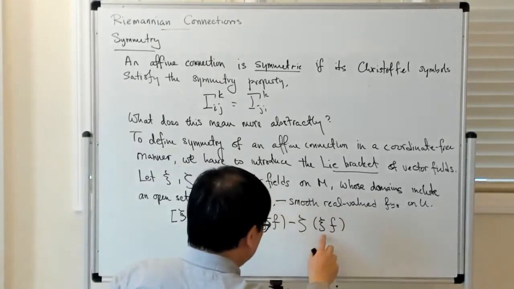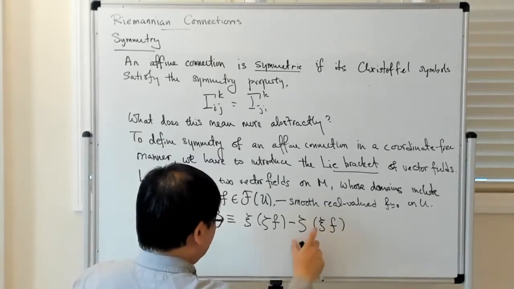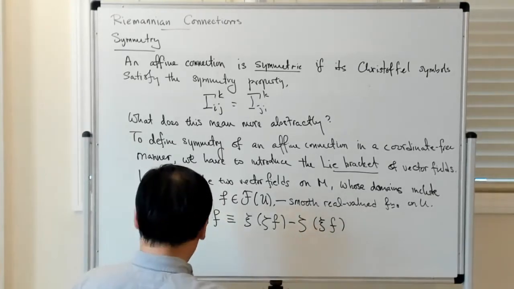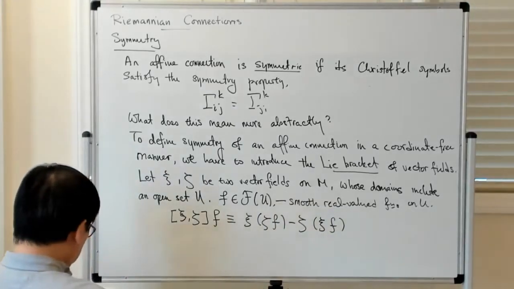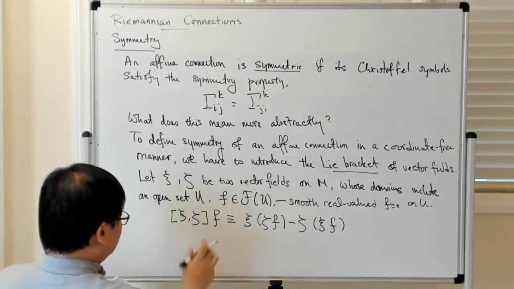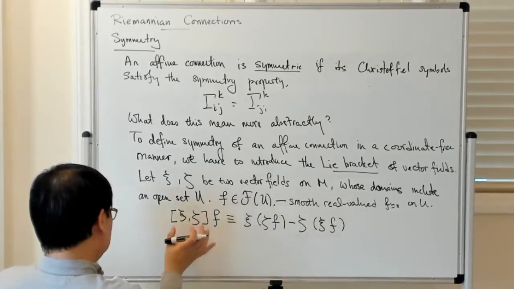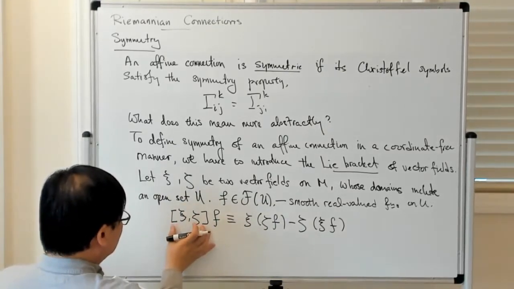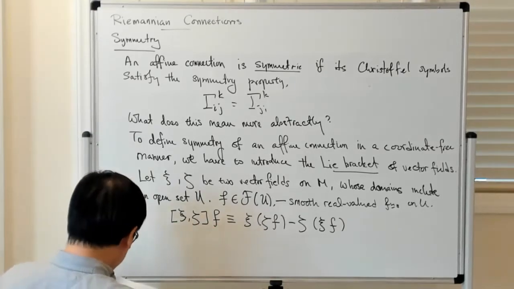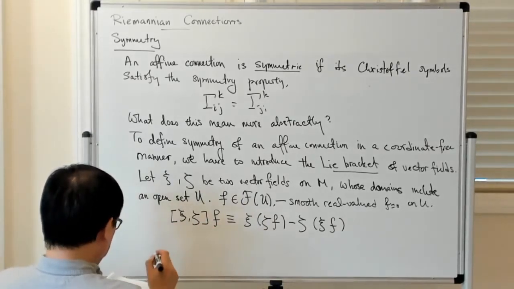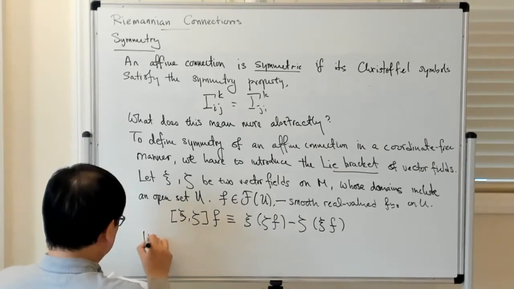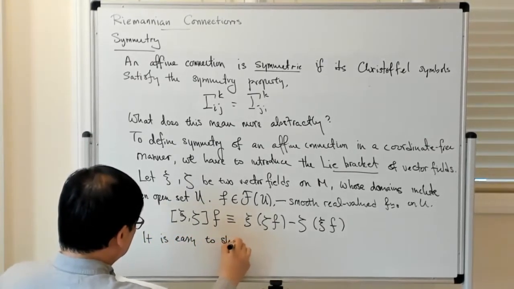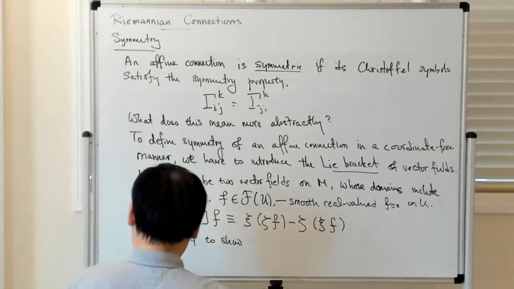And the same is true here, except that I've reversed the order in which I've applied the vector fields. Okay, so this is defining the Lie bracket of two vector fields, which is another vector field, in terms of its action on the scalar valued function. So it is easy to show that this bracket is R linear.